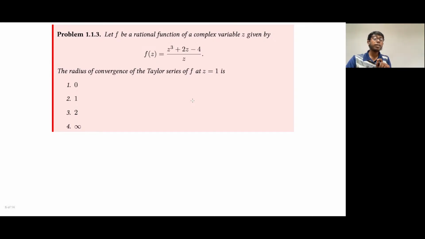So let f be a rational function of a complex variable z, which is given by f(z) equals (z cube plus 2z minus 4) by z. We need to find the convergence of the Taylor series of f around z equals 1. So what is the radius of convergence? Radius of convergence means the largest ball on which f is analytic. So what is the radius of convergence here? Do you have any guess?